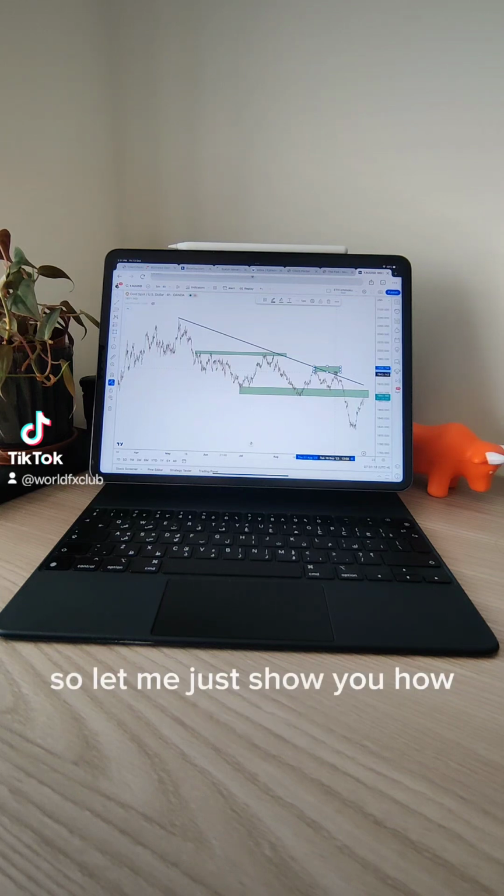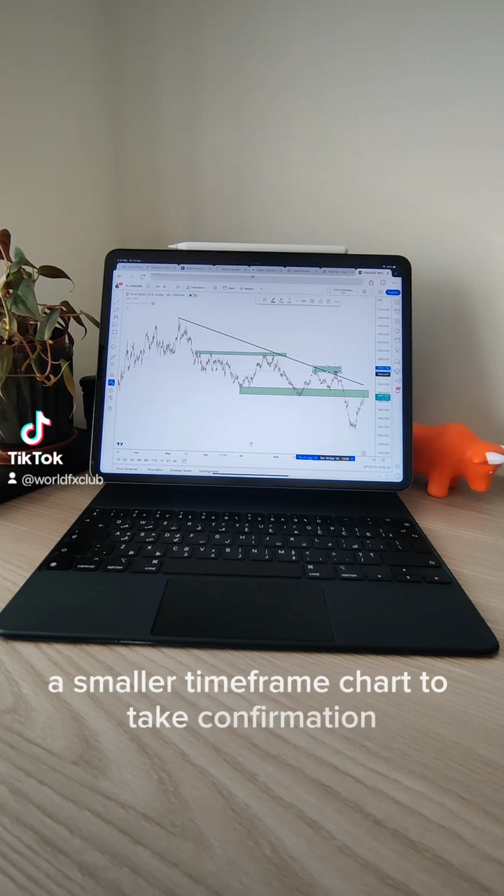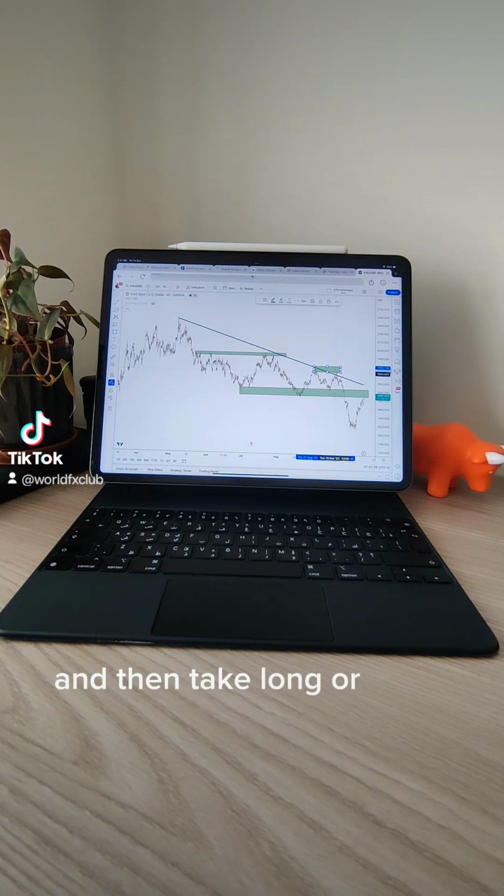So let me just show you how it works, right? This is a 4-hour chart. Of course, when I am a day trader, I have to go on a smaller time frame chart to take confirmation using an indicator and then take long or short positions. This is a downtrend, so I'll be keen on taking short positions, right? So I'm going to enter my indicator right now on the screen, and I'll be only taking a position when the indicator shows me a long or short signal here in the green box.